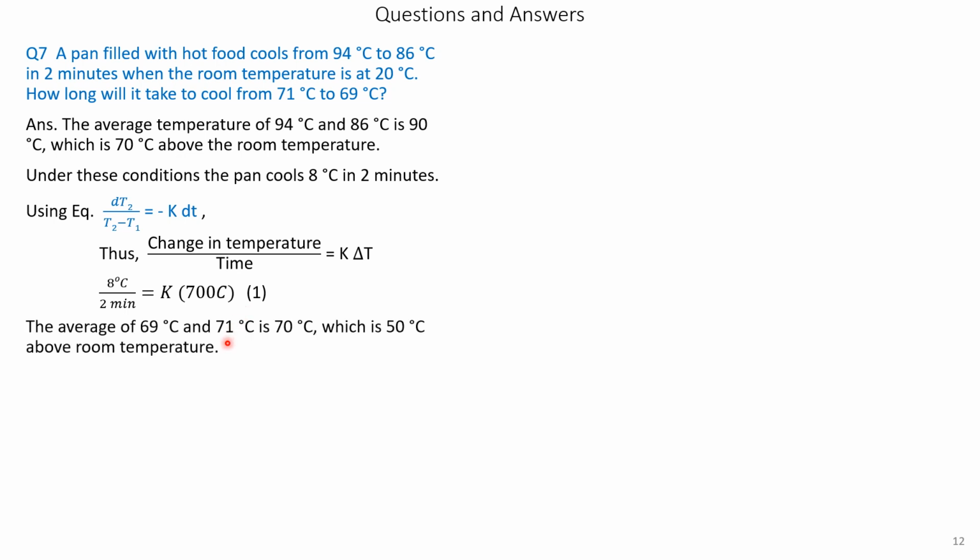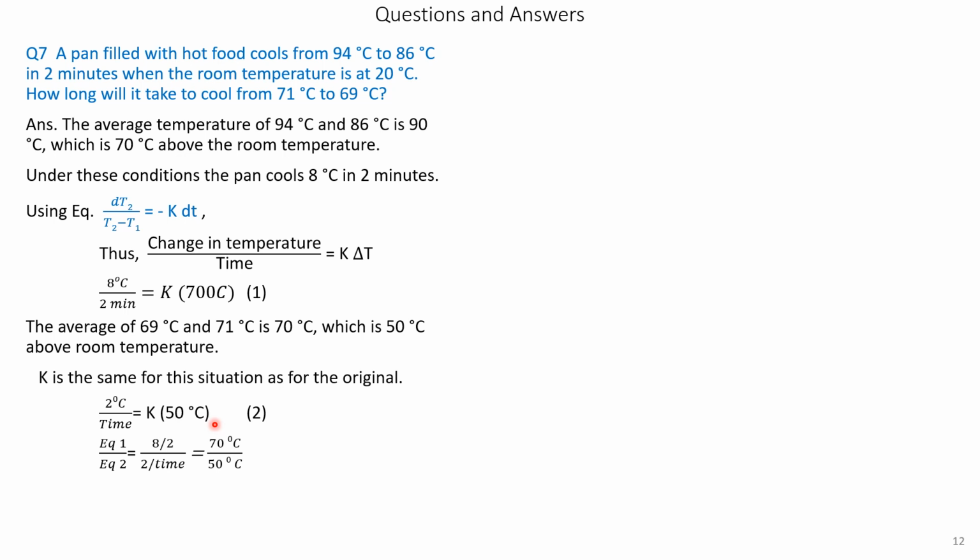The average of 69 and 71 is 70, which is 50 degrees Celsius above the room temperature. So K is the same for both the cases. Therefore, the change in temperature 2 degrees Celsius divided by time equals K into 50 degrees Celsius. Let it be equation 2.